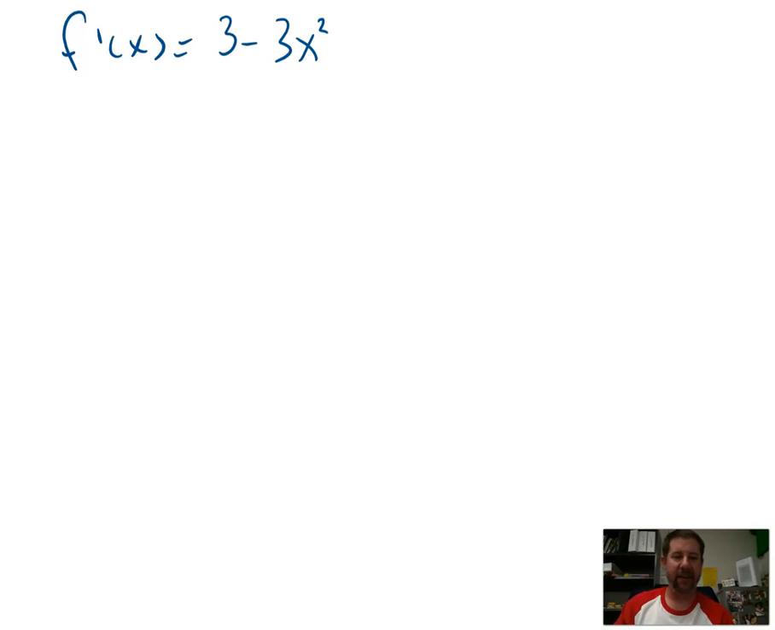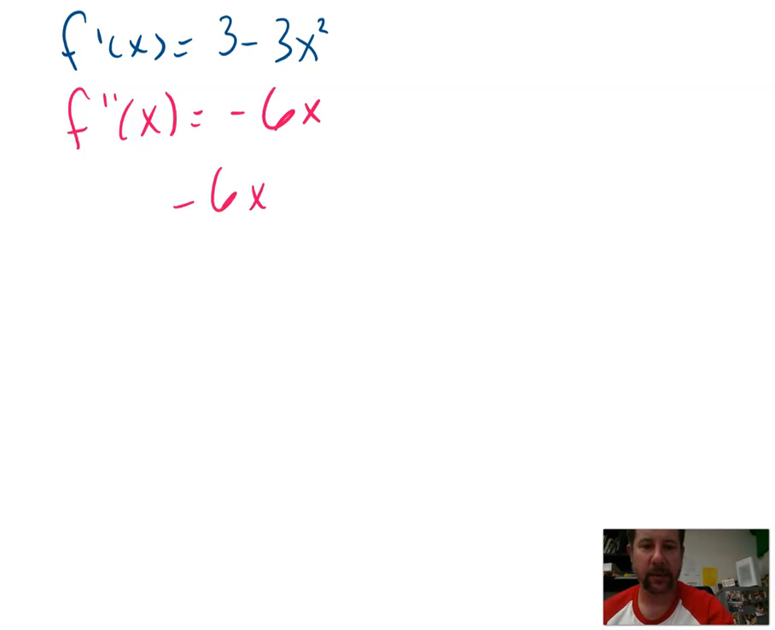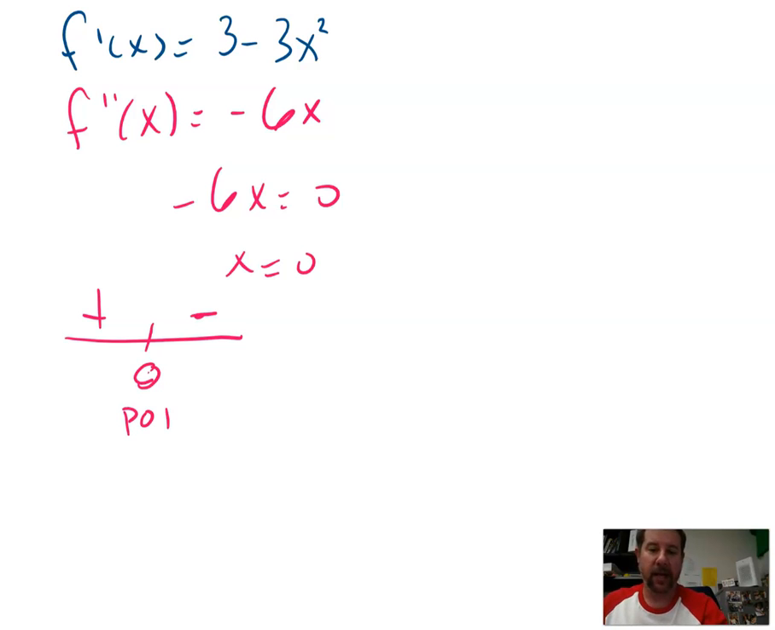All right, so to look at the concavity, we're going to look at the second derivative, and we get negative 6x. Again, we want to set that equal to 0. We get x equals 0. We're going to do our little sign chart to see what's going on. If we plug a negative number into the second derivative, a negative times a negative is a positive. And if I plug a positive number in, we get a negative. So we know that we do have a POI right here, right? We are concave up on that interval, and we are concave down on that interval. Okay? And there's a POI, a point of inflection, at x equals 0.